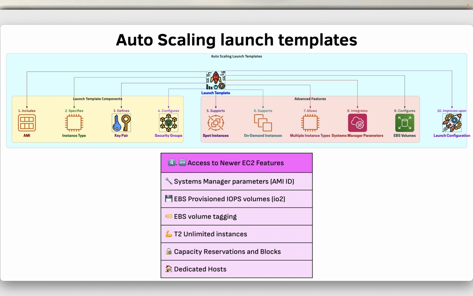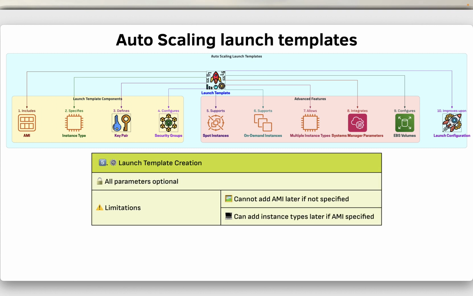Launch templates provide access to newer EC2 features, including Systems Manager parameters like AMI ID, EBS provisioned IOPS volumes (io2), EBS volume tagging, T2 Unlimited instances, capacity reservations, capacity blocks, and dedicated hosts. When creating a launch template, all parameters are optional. However, if no AMI is specified, you cannot add one when creating an Auto Scaling group. If an AMI is specified but no instance type, you can add instance types when creating the Auto Scaling group.